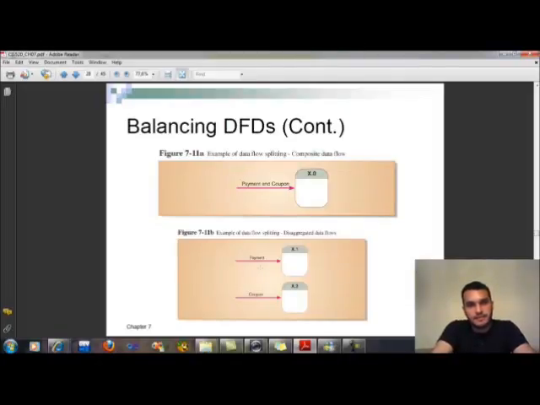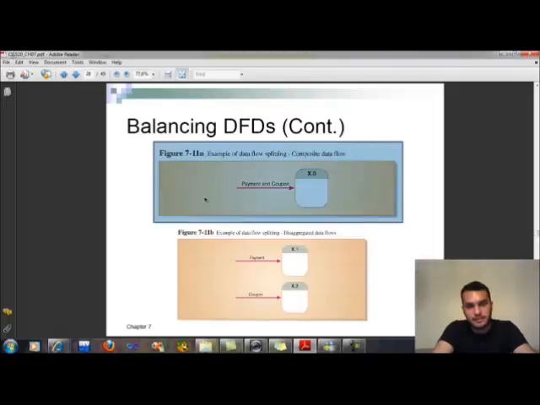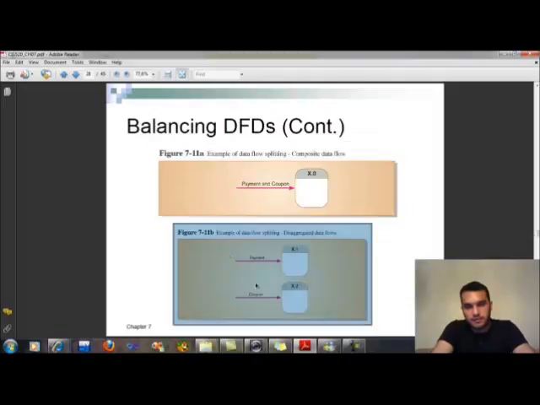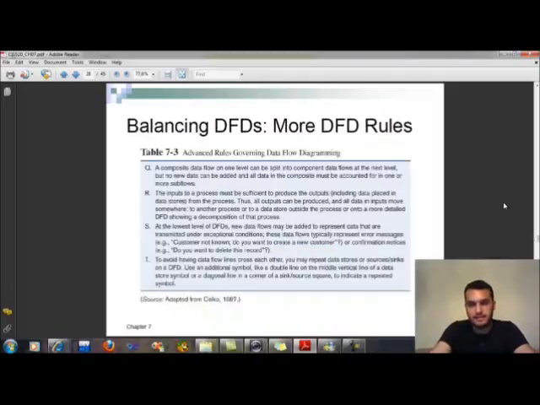And again, balancing DFDs is continuous. Example of data flow splitting of a composite data flow is here, and example of data flow splitting of disaggregated data flows is here. And in this table, advanced rules governing data flow diagrams.